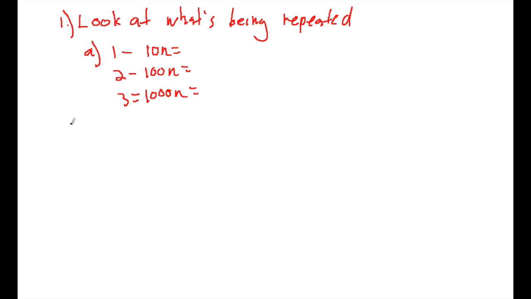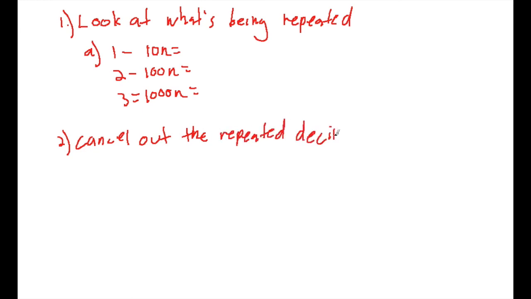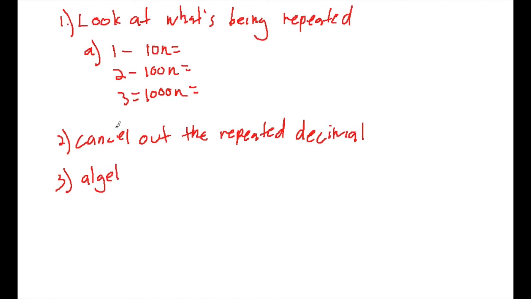Okay, so then after you have that, you're going to want to cancel out the repeated decimal. Okay, then after that, it's just some algebra. And then after the algebra, you're just going to want to reduce the fraction that you get, and then your final step is to check to make sure that everything checked out all right.